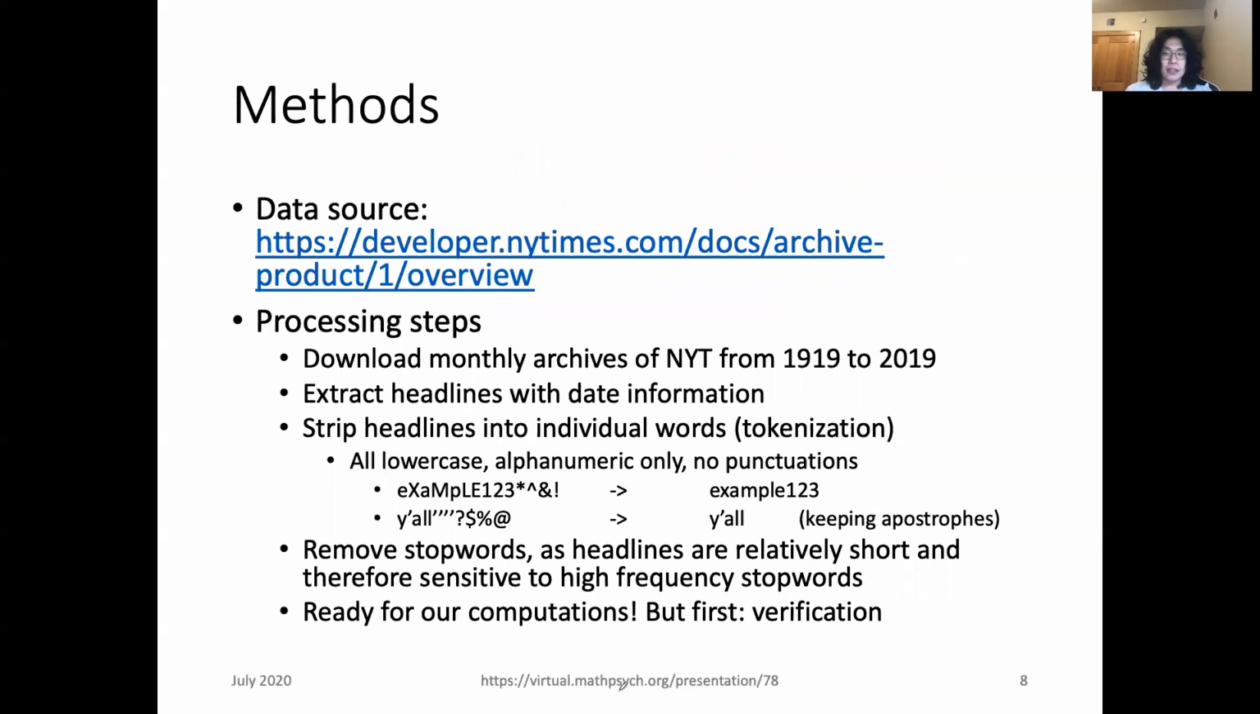Okay, now let me briefly talk about our methods. We got the data directly from the New York Times, with complete info of articles from 1990 to 2019, over a 100-year range. We then extracted headlines and publication dates from the complete info. After that, we did some NLP pre-processing to get individual words, storing their occurrences. Before working on the full data set, we first performed verification.